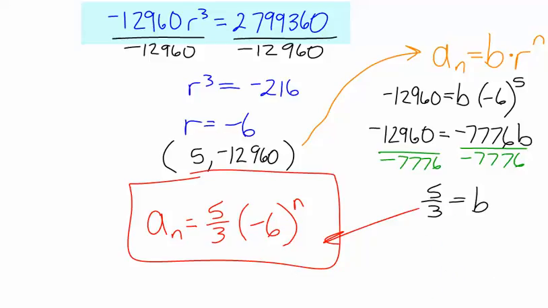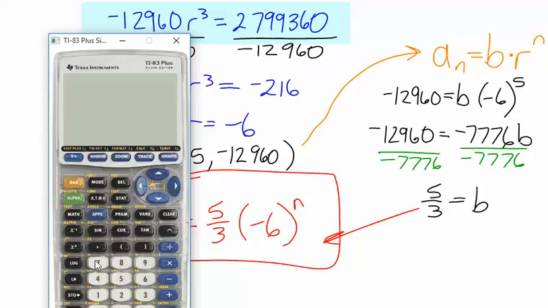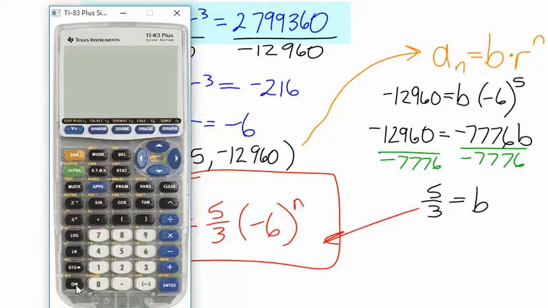If you were unsure of how to do that part on your calculator, you just simply take your calculator, come over here with it. We type in the expression we have, so negative 12960 divided by negative 7776, then hit your math button and tell it you want it to convert to a simplified fraction. Notice it just pops up as 5/3.